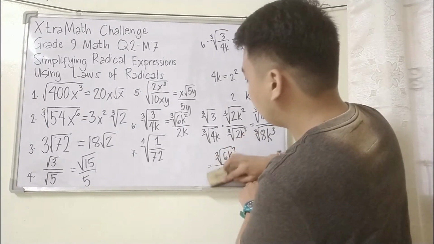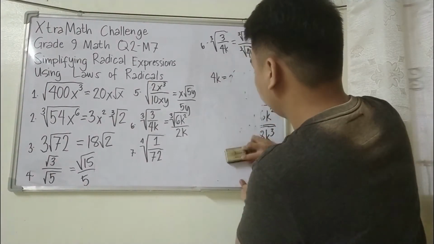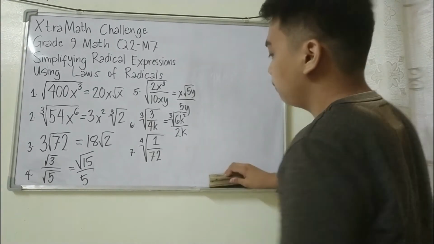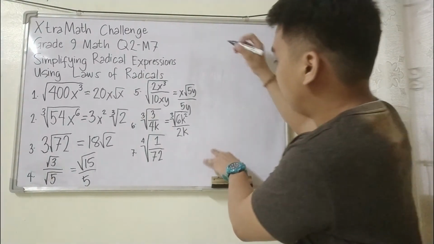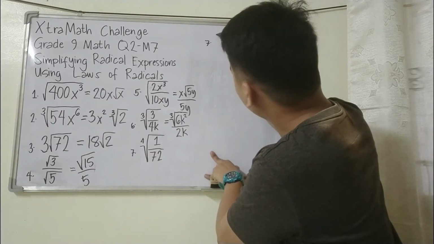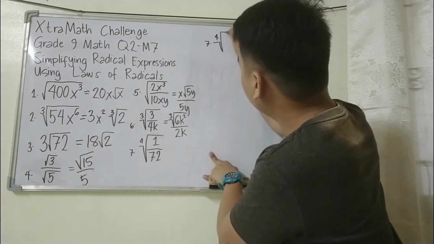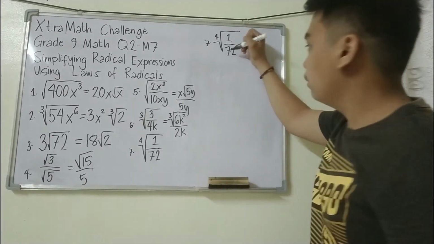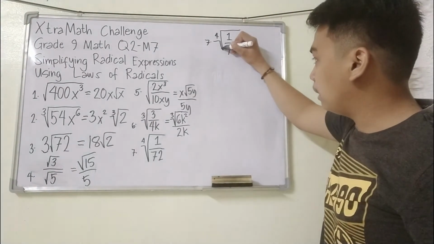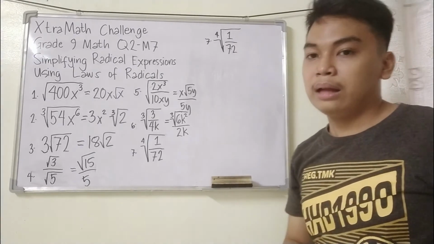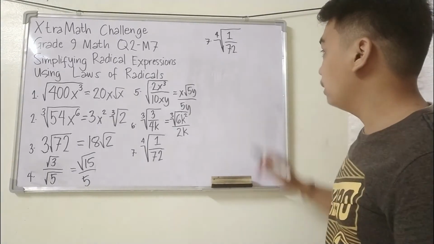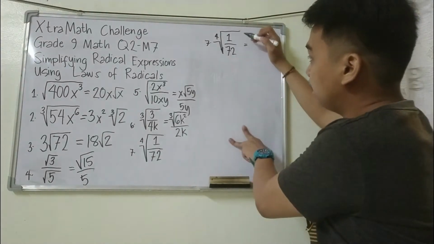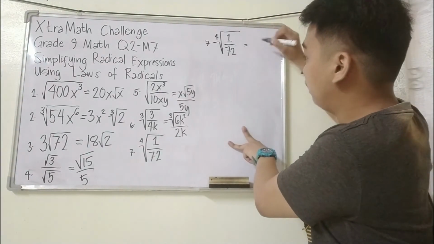Now, proceed naman tayo sa item number 7. Last item for this topic. So, sa item number 7, we have fourth root. Yung index natin is 4. Fourth root of 1 over 72. So, wala tayong makikitang variable dito. Constant lang lahat. Now, ano yung gagawin natin dito? Since nakasimplify na yung radicand, yung gagawin lang natin is distribute natin yung fourth root sign.